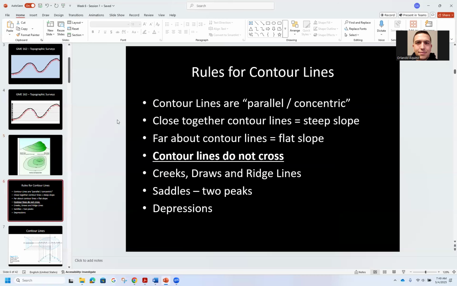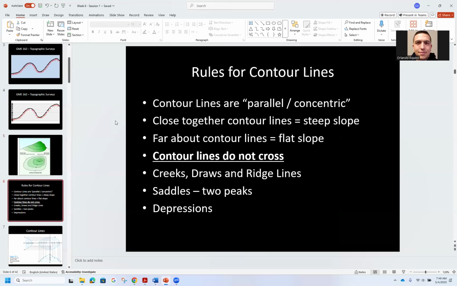So a couple rules or characteristics of contour lines. Contour lines are parallel or concentric. They close together. All right. So contour lines close together equal a steep slope. Contour lines far apart equal a flatter slope, or a gentle slope.